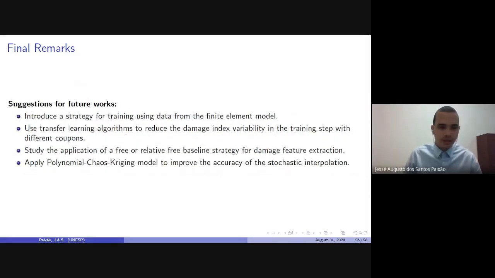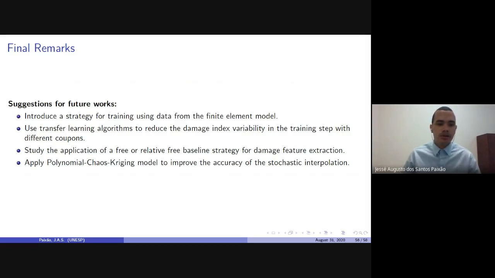Here are some suggestions for future works. One suggestion is to introduce a strategy for training using data from a finite element method model, for example, because in some cases it's impossible or very expensive to obtain data from progressive damage conditions in a structure.